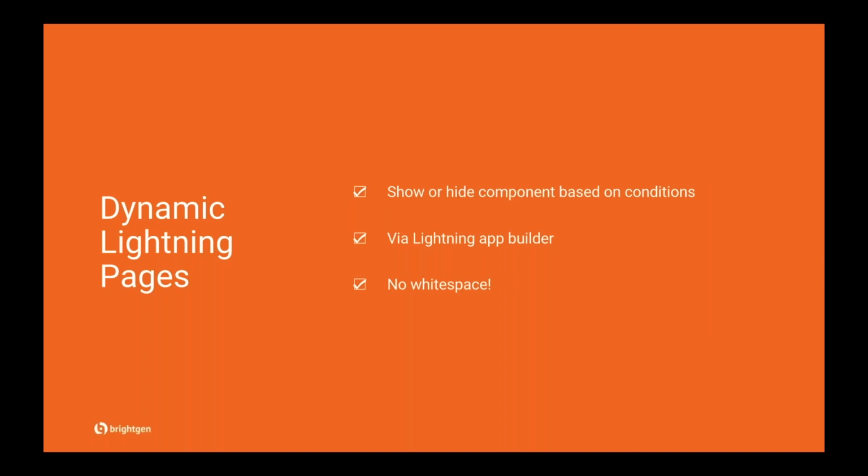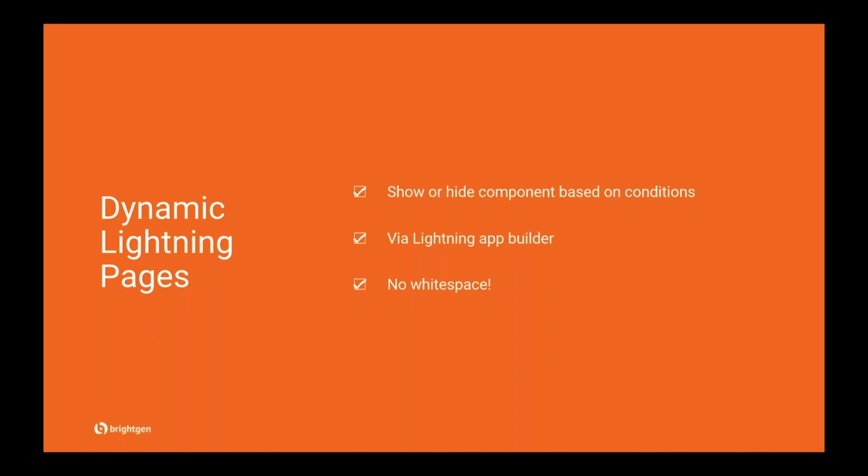Basically, this allows you to show or hide components in Lightning pages through the drag and drop Lightning app builder. But if a component is hidden, no trace of it will appear. So there's no white space block. It doesn't take up the space. You're not going to try and figure out if there's some way you can refresh the page and realize that has happened.